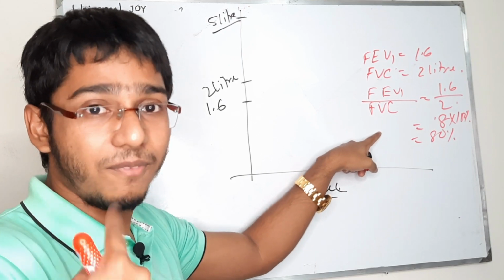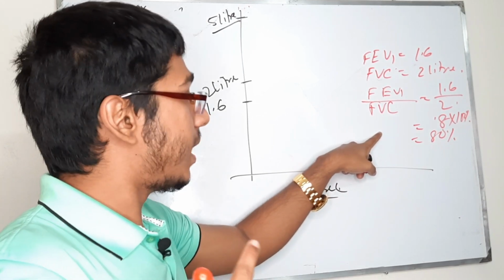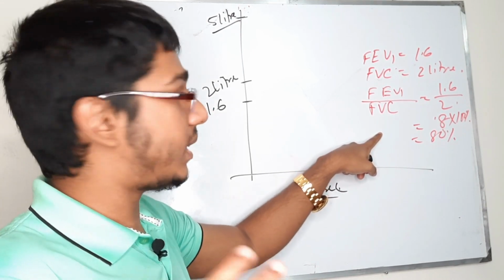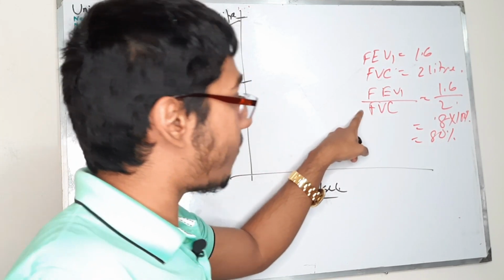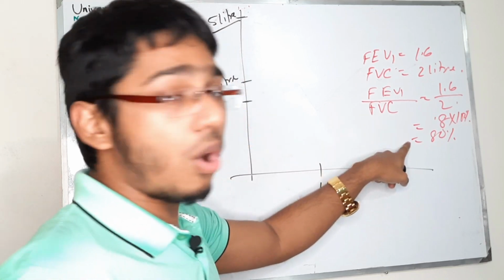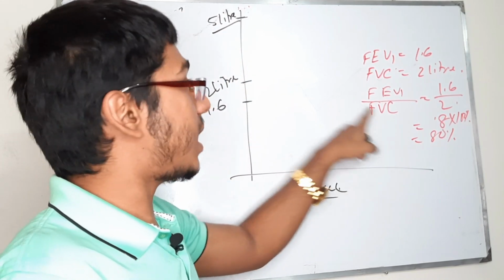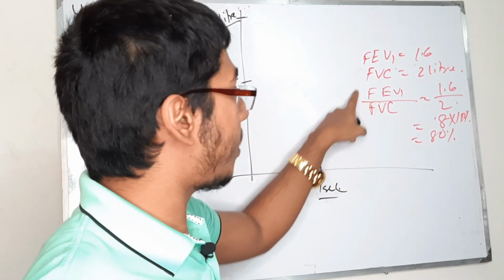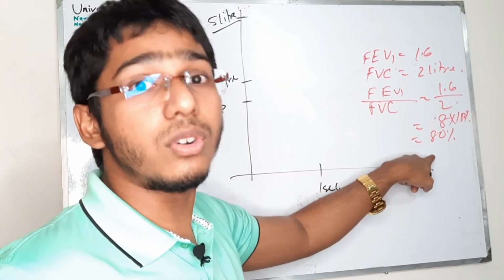Some of the people become very much confused, and they say that the ratio between FEV1 and FVC will be reduced even in the restrictive disease, but it's not the truth, because there is no obstruction in the airways in case of the restrictive disease. So the ratio between FEV1 and FVC will remain normal, around 80%.